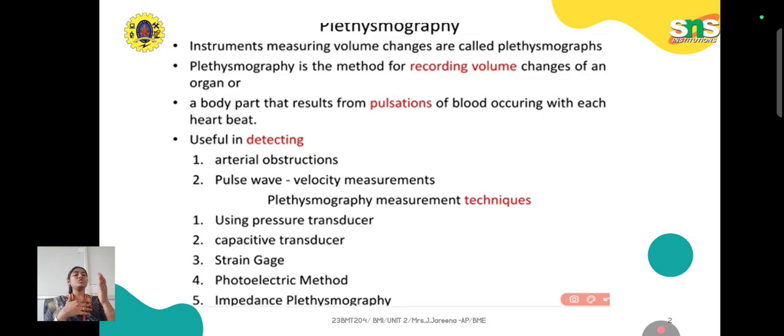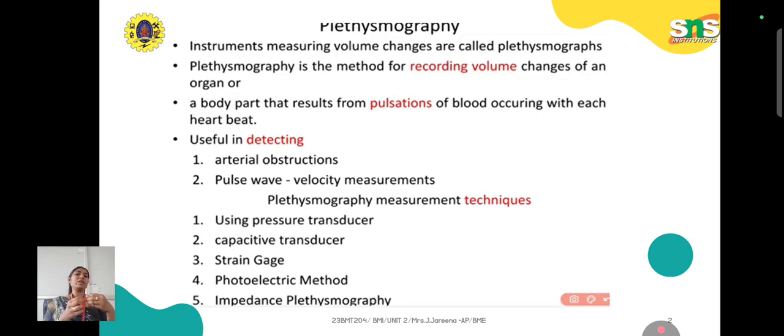If we can sense these changes by using the technique called plethysmography, we can easily identify the density of blood and the velocity of blood flow. This kind of inference we can easily make if we know what volume changes are happening over there. So that is the main technique we are going to discuss today, all about plethysmography.